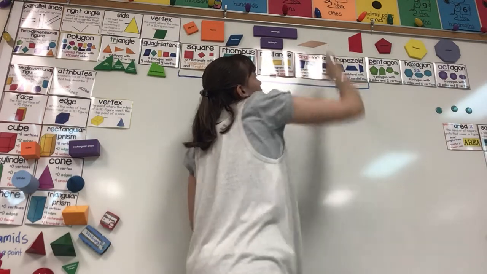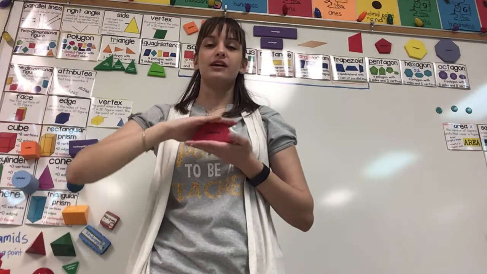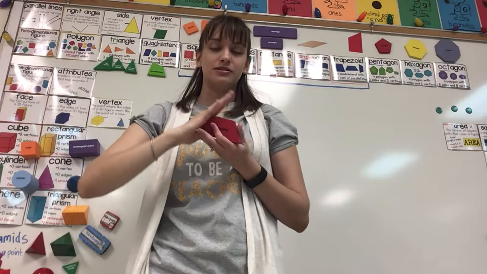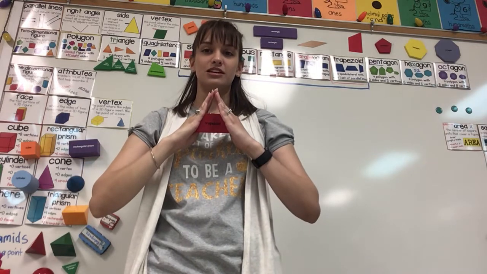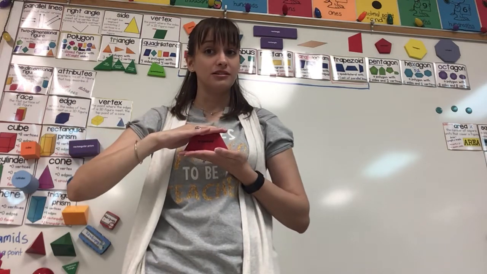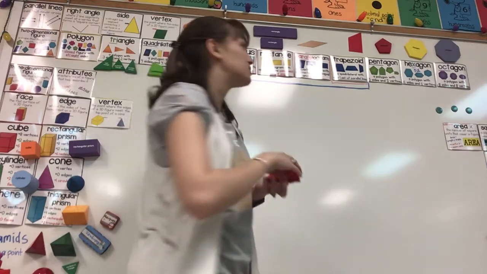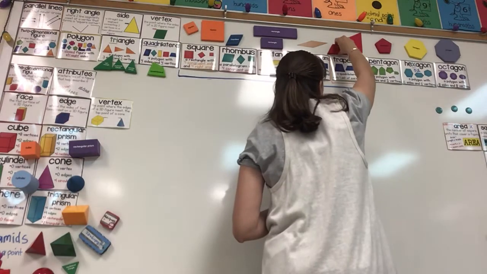A trapezoid is a special kind of quadrilateral because it only has 1 set of parallel lines. These lines will eventually touch. These lines won't touch. But because it only has 1 set of parallel lines, can it be a parallelogram? No. It only has 1 set. It has to have 2 to be a parallelogram.